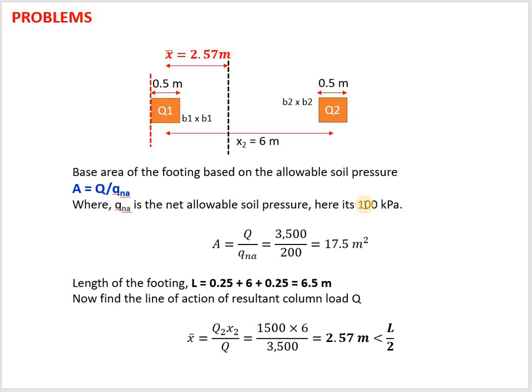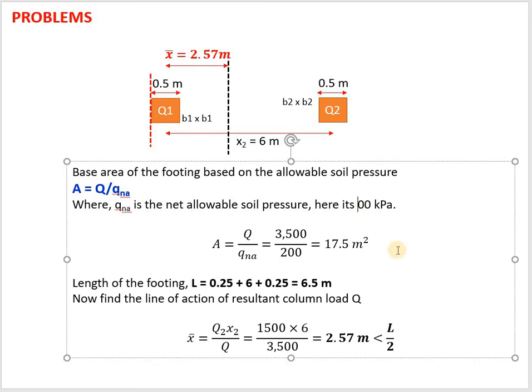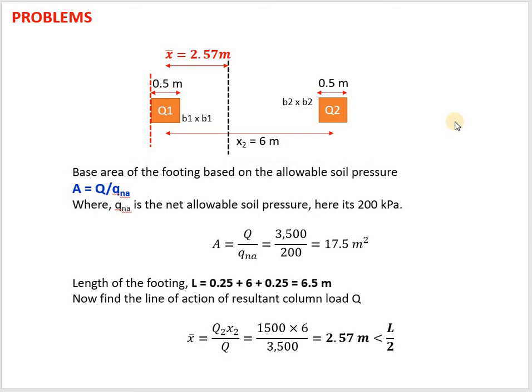Okay, some mistake is there. This is 200. So the area you have found out, and until now it is the standard procedure, similar to the rectangular footing.